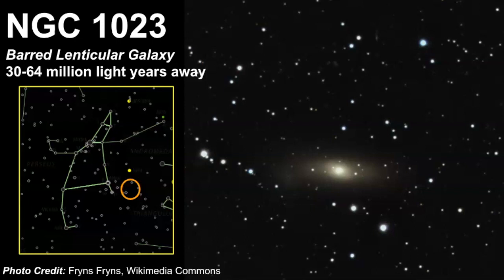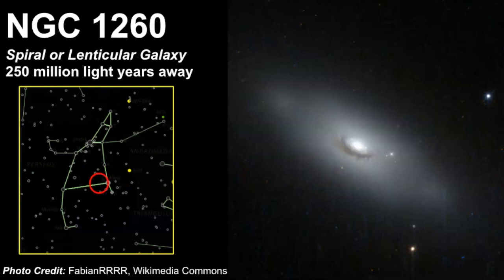NGC 1023 is a barred lenticular galaxy that's estimated to be between 30 to 64 million light years away and is located in this region of Perseus. Next, we have NGC 1260. This is another spiral galaxy estimated to be 250 million light years away, so much further than the previous one, and it's located in this general region of Perseus.